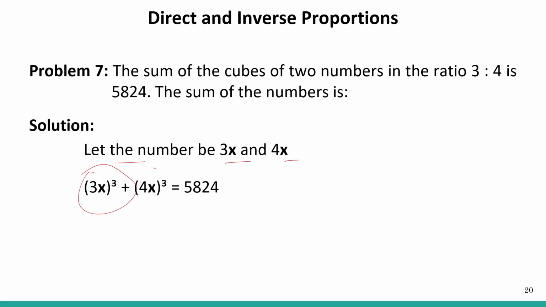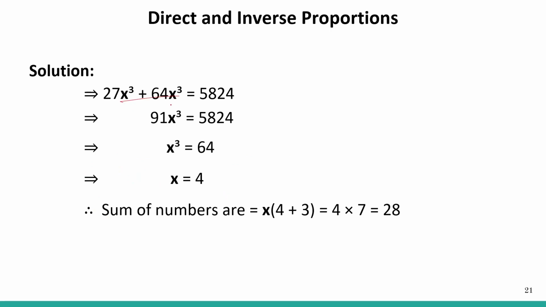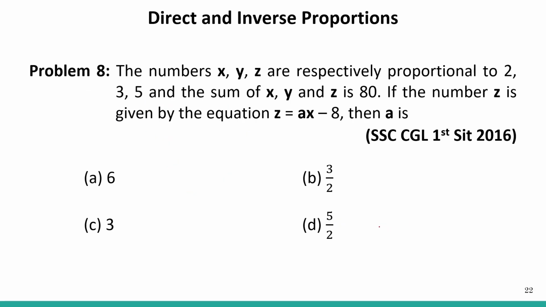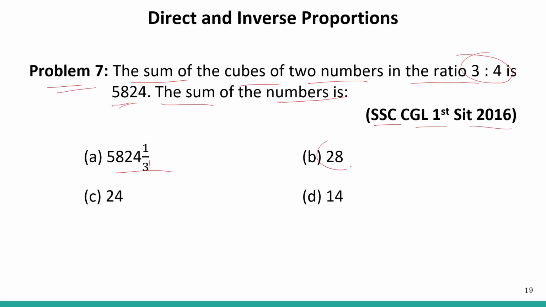So 3x whole cube plus 4x whole cube is equal to 5824. That is what is given to us, right? So solving this cubic equation, we are left with 91x cube is equal to 5824. So x cube is equal to 64. So this implies that x is equal to 4. So x into 4 plus 3 is equal to 7. So 4 into 7 is equal to 28. Okay. So 28 will be the correct option.